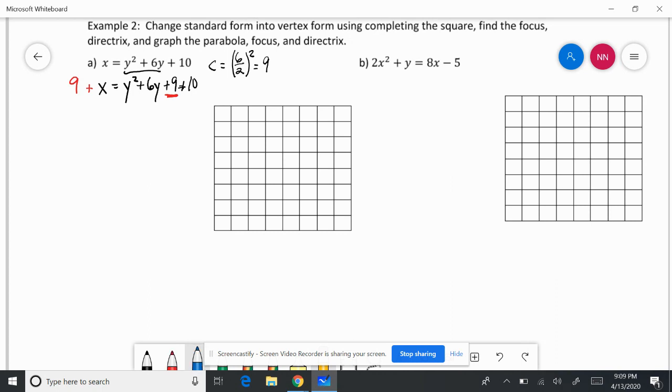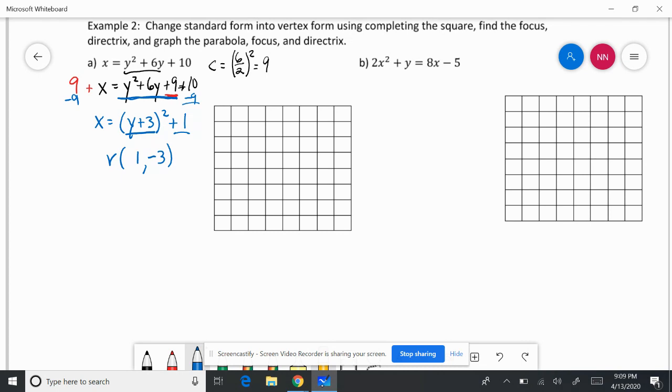This next step, I'm going to do 2 steps in one. Take my trinomial and factor it. And then I'm going to subtract my 9. So I get a 1. Now I'm going to find my vertex. This is my k value. This is my h value.